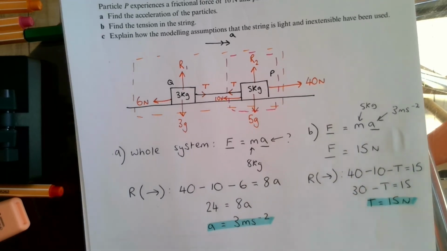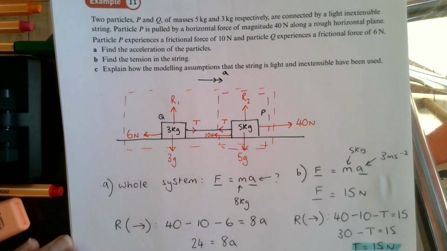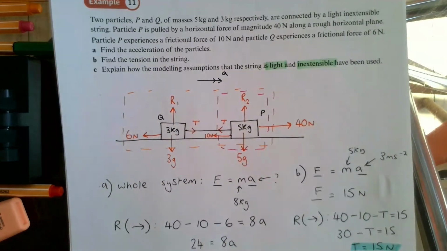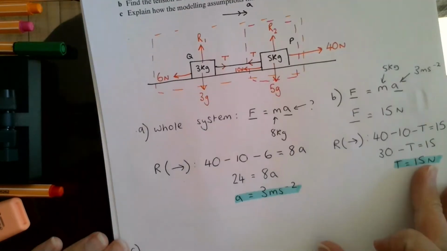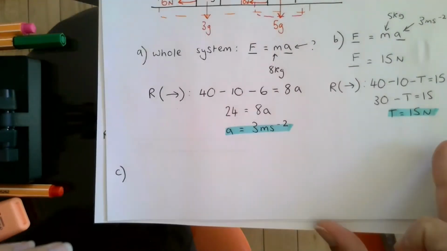The final part, part C, is asking about our modelling assumptions. So it says, explain how the modelling assumptions, the string is light and inextensible, have been used. Well, these are what we talked about back in the first chapter of mechanics. Sorry, let me just squeeze that in here.